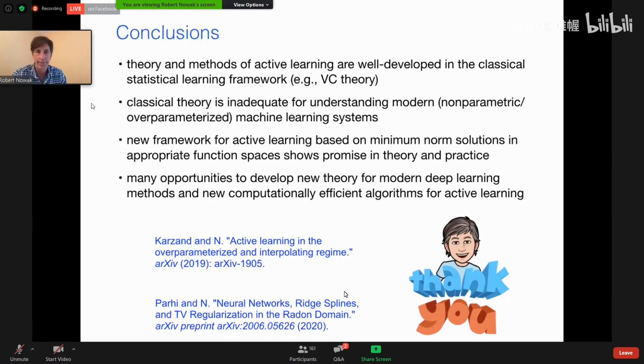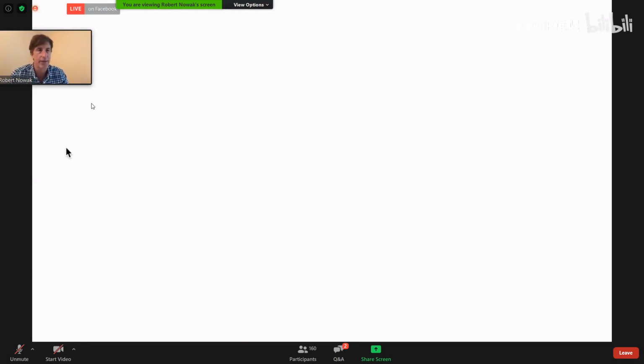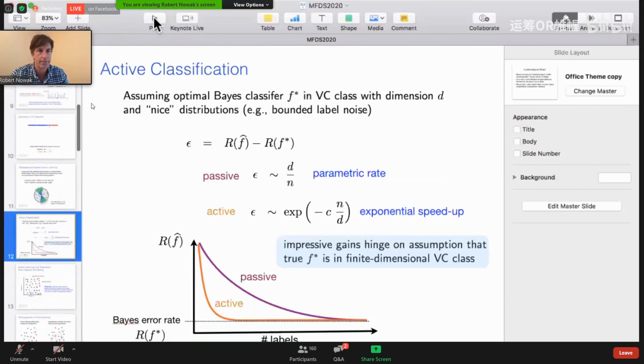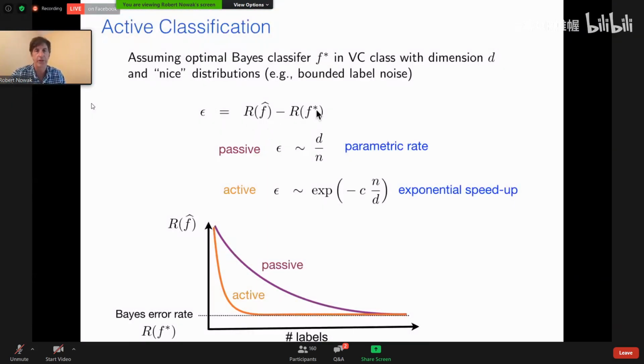But maybe I'll just go back to that slide. Where was that? Yeah, here. So what these exponential speedups are in terms of is the so-called excess risk, the difference between the error rate of your learned classifier and the Bayes error rate. I'm not sure if that answers the question, but the way that these speedups are happening is basically how quickly your learned model is approaching the Bayes error rate.